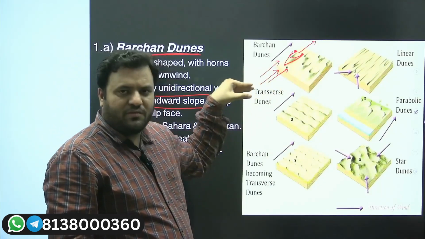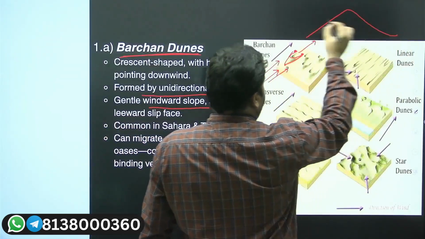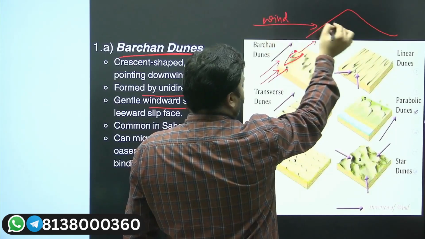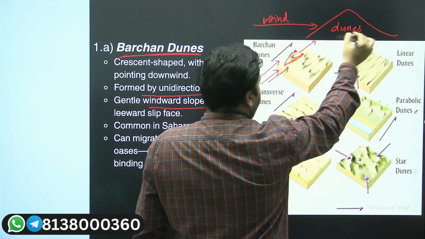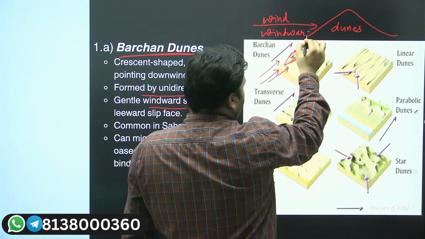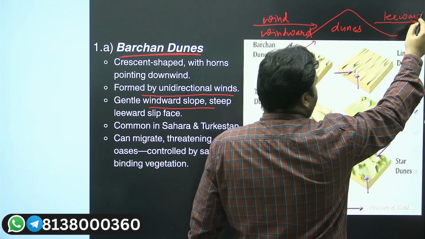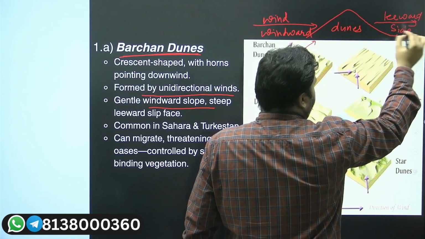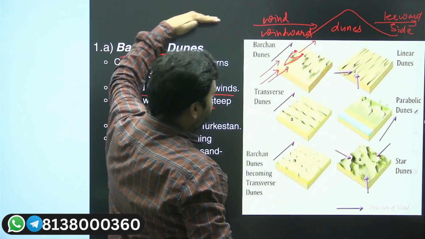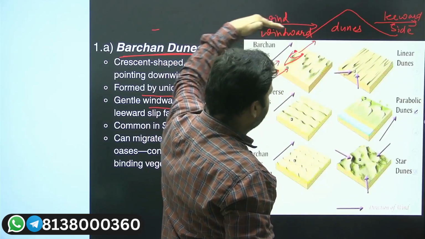Here, this is the side which faces the wind, that will be called as what? Windward side. So this is the side from which wind is coming with respect to this dune. So this side will be called as what? Windward side, towards wind. And this will be called as what? Leeward side. And the direction of wind will be like this. So when the wind is coming, and in the path of this wind the dune is there, that will be called as what? Windward side.